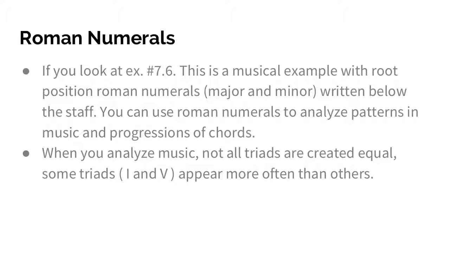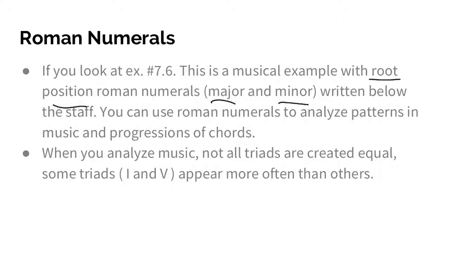So if you look at example 7.6 in the book, this is an example with root position Roman numerals. And you'll see they're not written the whole time. That first chord is a 6th chord, and the second one is the same chord, so you don't have to rewrite the Roman numerals. It's all about simplicity. So we have the minor 6, the minor 2, the major 5, and the 1 chord. Okay, and all of these are in root position. That's super important to know. And there are both major and minor Roman numerals written there.